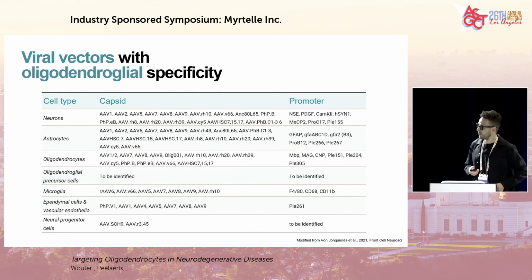Here I'm showing an overview of all of the different serotypes that have been used. You can see there's quite a big variety of viral vectors that have been used to target oligodendrocytes, sometimes in combination with constitutive promoters, but also very often in combination with cell-type-specific promoters such as MBP, MAG, CNP, and other hybrid and synthetic promoters that have been used to restrict expression of different transgenes of interest to these cells.